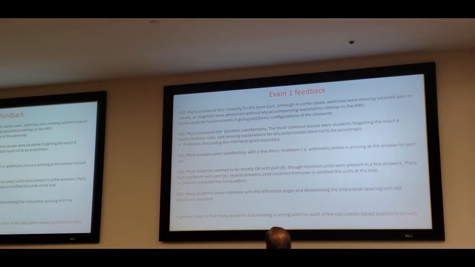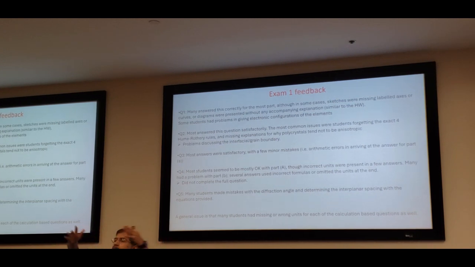Second, most of you answered them satisfactorily, and a few did not. One point here is missing explanations of why polycrystals tend not to be anisotropic. Okay, polycrystals are isotropic, right? Why? What is the reason? Because whatever property you monitor, you are taking the average, because in polycrystals the planes are arranged in different directions. So what you are getting is an average. That's the reason why they are isotropic.